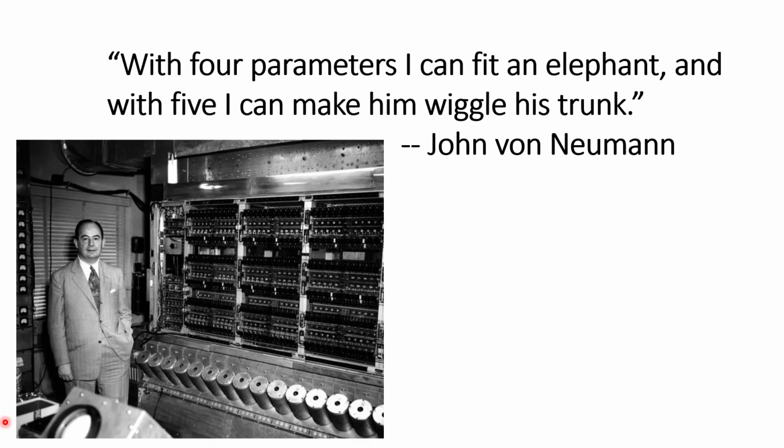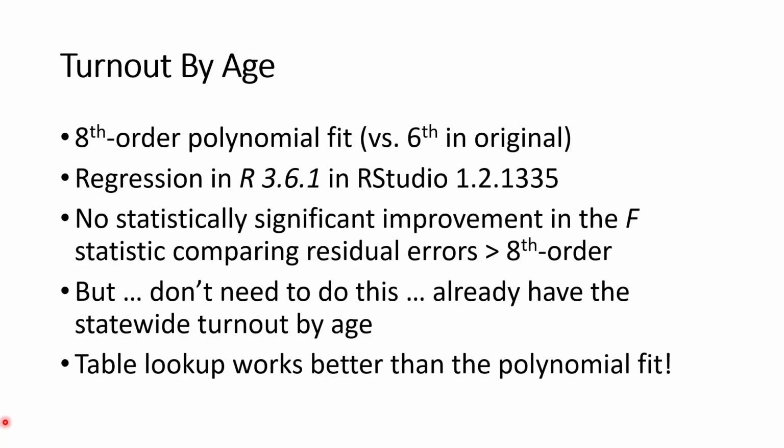But I don't think we should kid ourselves about how meaningful these high-order polynomials are. John von Neumann said that with 4 parameters you could fit an elephant, with 5 you could make the elephant wiggle its trunk. So 6 parameters, that's a lot of parameters. I think that 8 parameters are better than 6. And the way I determined that was by doing successive regressions using R, and I just kept increasing the order of the polynomial until there was no statistically significant improvement in the F statistic as I compared the residual errors. So 8th order was the best. There was no justification to add parameters above there.